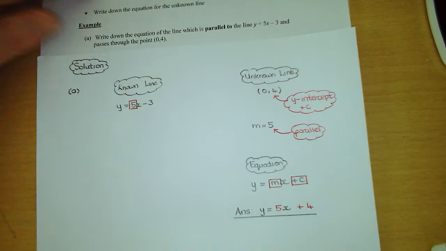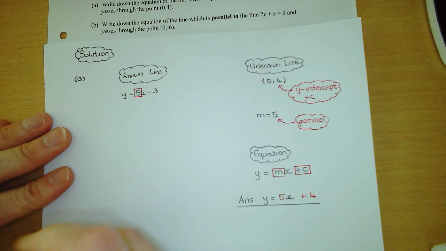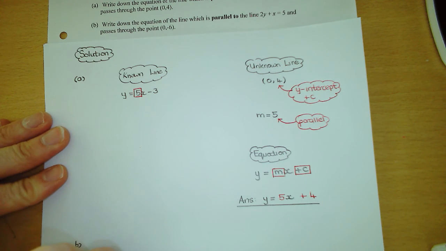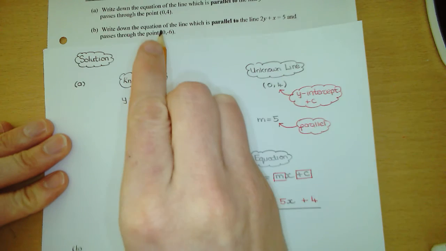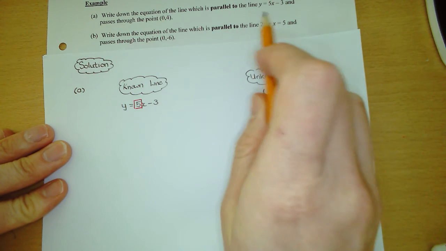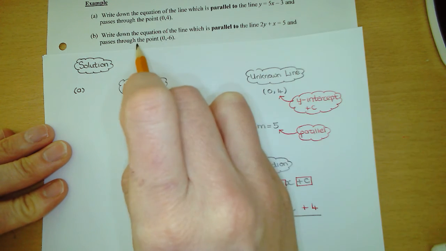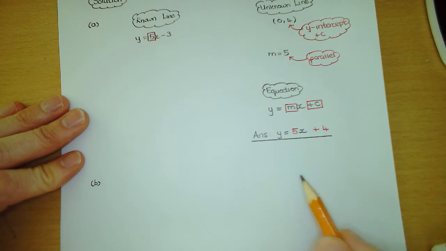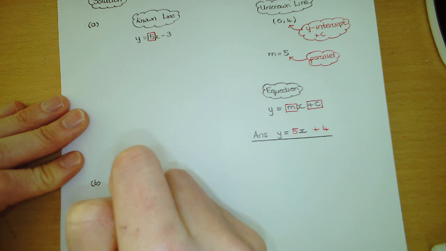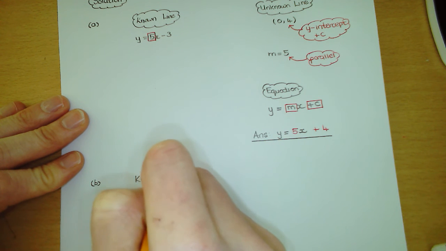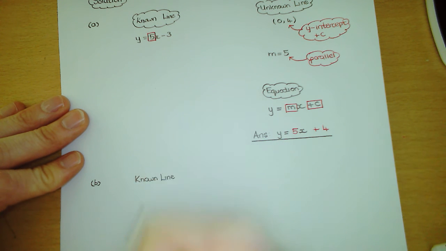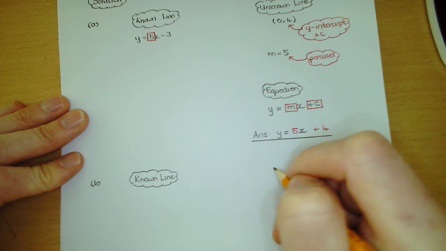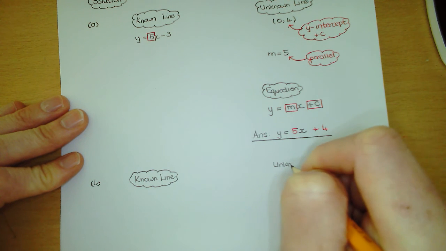Okay, let's take a look at part B. So part B says write down the equation of the line which is parallel to this line and it also passes through the point (0, minus 6). So we're going to take this information and put it on our page first of all. So there's two lines in the question. The one that we know, in other words we know its equation, and the one that we don't. So we're going to call it the unknown line.